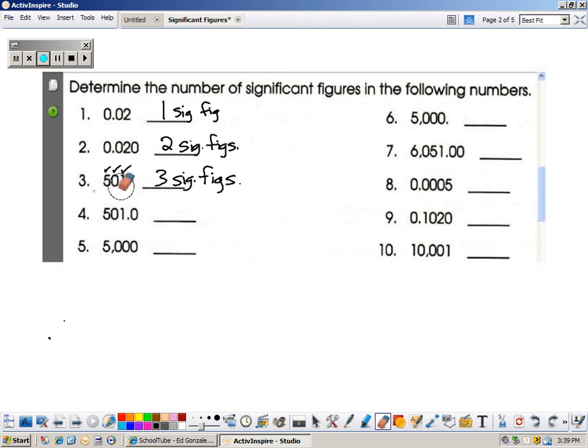Problem number 4. Okay, 501.0. So again, the non-zero numbers are significant. Check those off right away. Remember, captive zeros are always significant, as in example 3. And then that trailing zero is only significant when there's a decimal, and there is a decimal. So 4 significant figures.